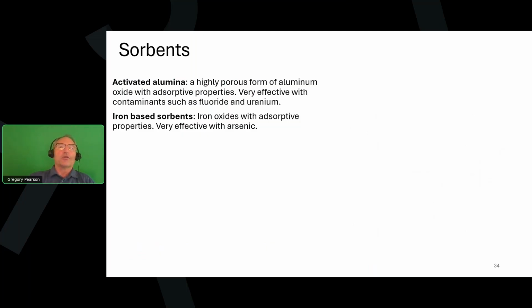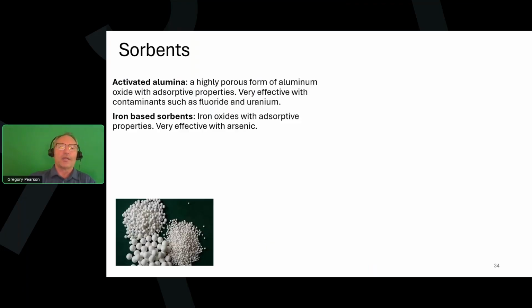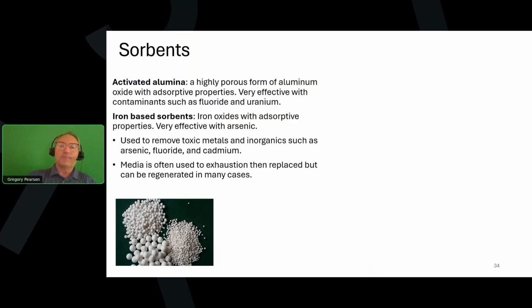There's another technology called sorbents, and two examples of sorbents are activated alumina and iron-based sorbents. These are porous types of metals that have absorptive qualities. Absorptive means that the contaminants will adhere to them. Iron-based sorbents were talked about a lot while the arsenic rule was being adjusted down to 10 parts per billion. So that was very effective, but activated alumina is commonly used to remove things like fluoride and uranium. You can see a picture of activated alumina on the bottom here, and it's often used to remove toxic metals.